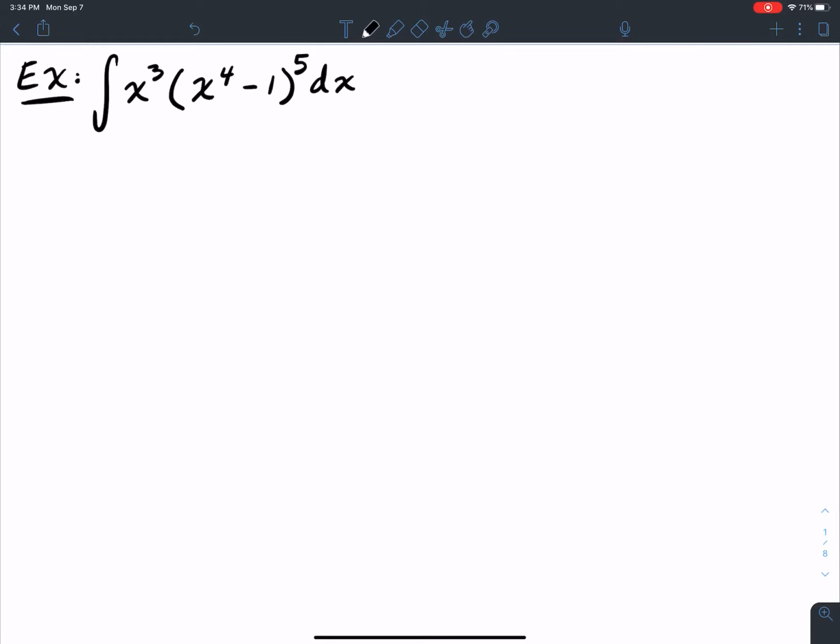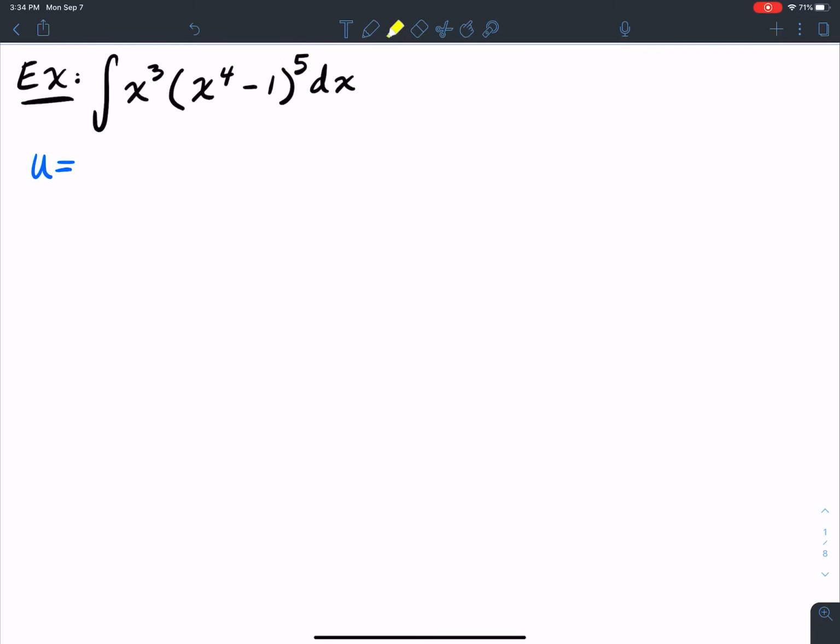So in this video, we're going to do more U-substitutions. So I've got a function, and I'm going to integrate, find the antiderivative, the indefinite integral of x cubed times (x to the fourth minus 1) raised to the fifth power dx.